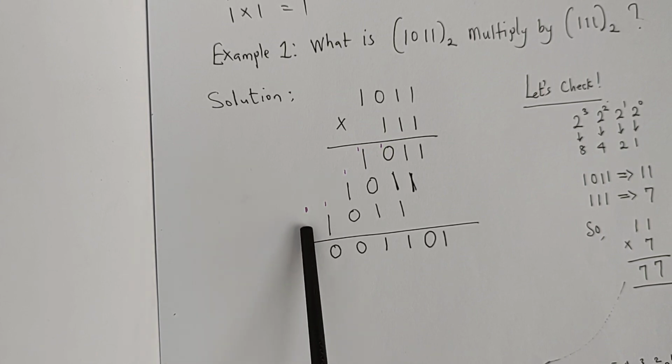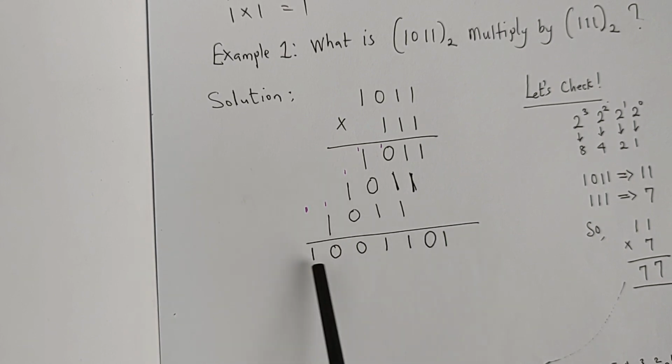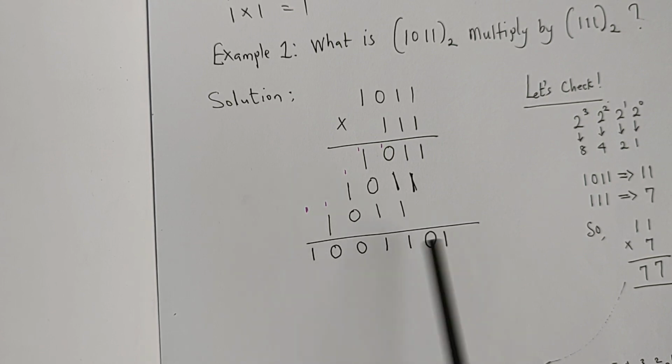Since there is nothing at this point, it means the carry of 1, we're going to bring it down. That's why we got 1 at this point. So the final answer is going to be 1 0 0 1 1 0 1. So this is the final answer.